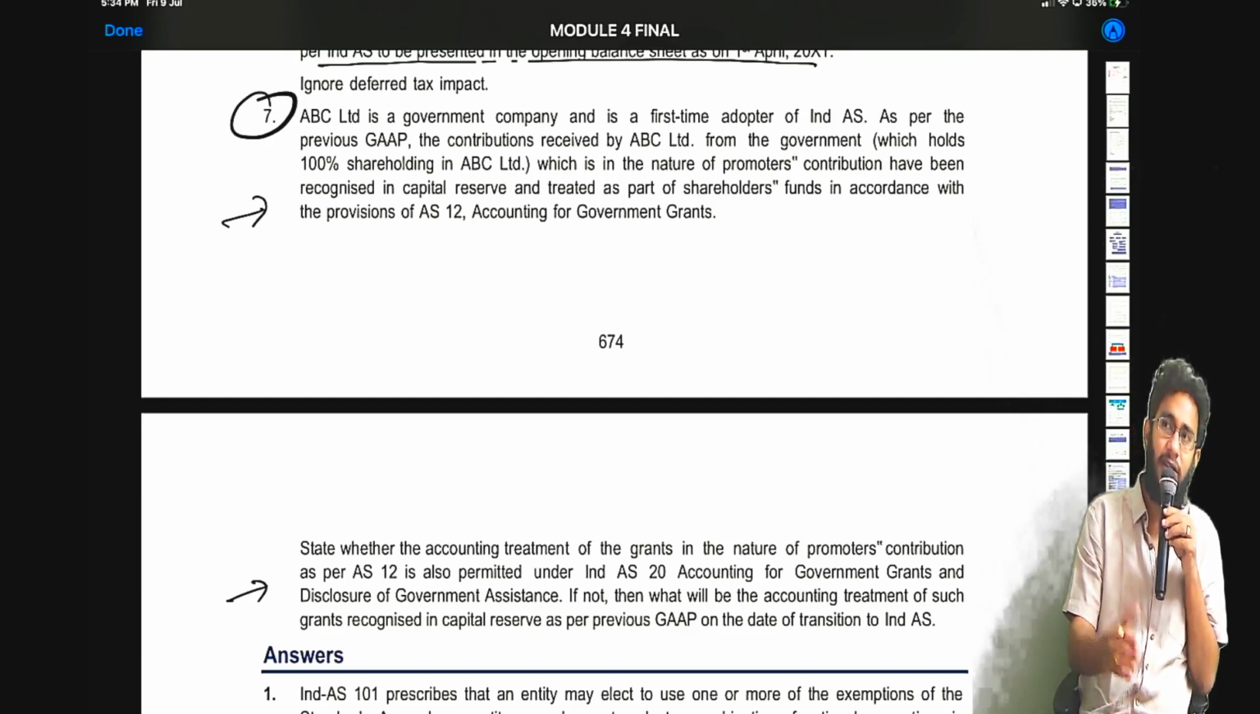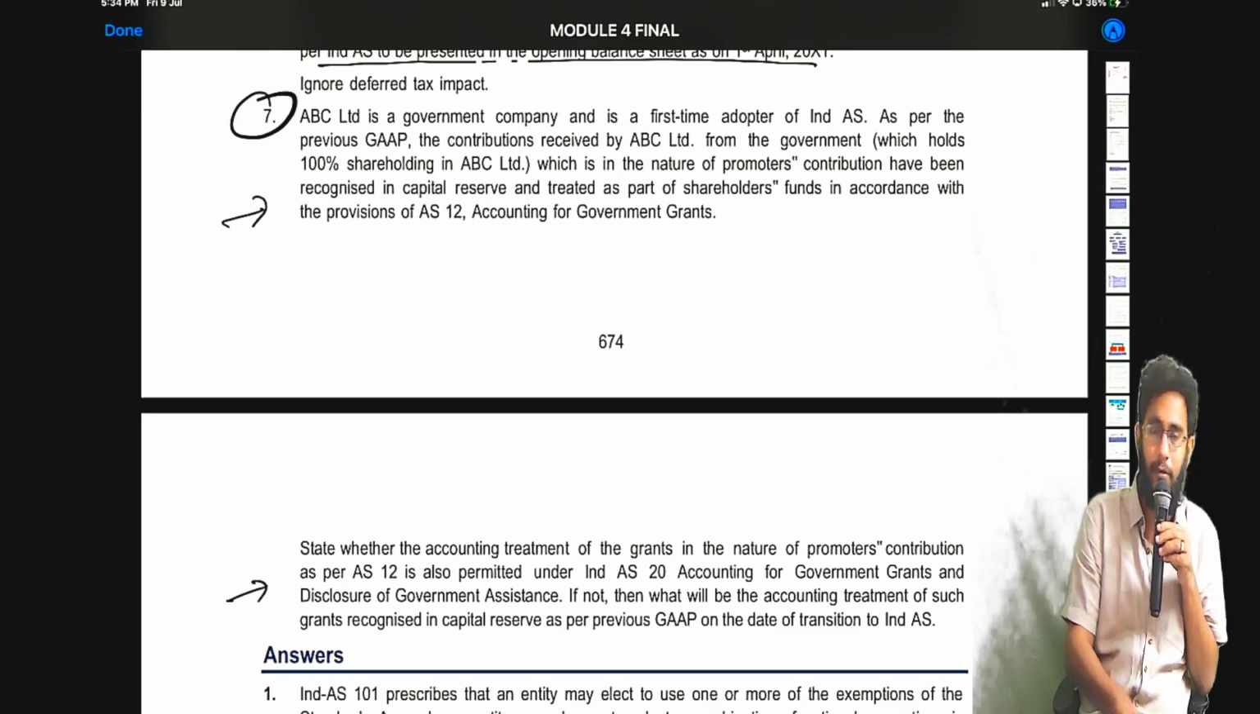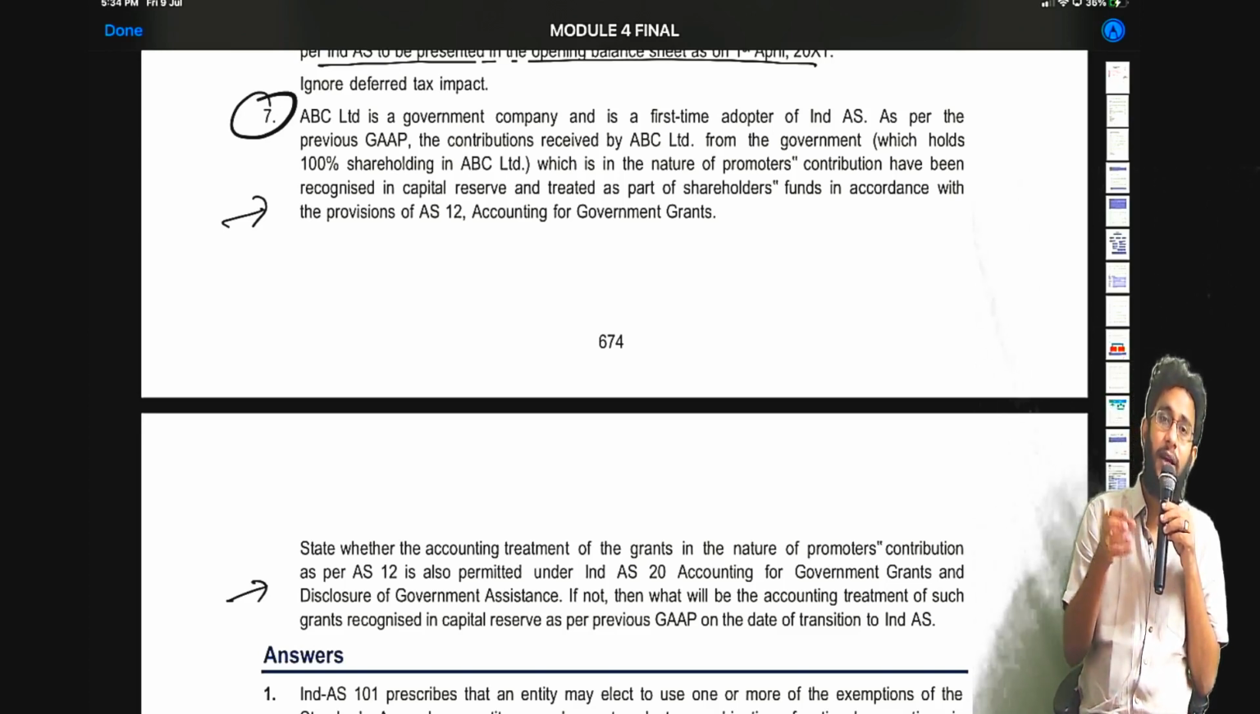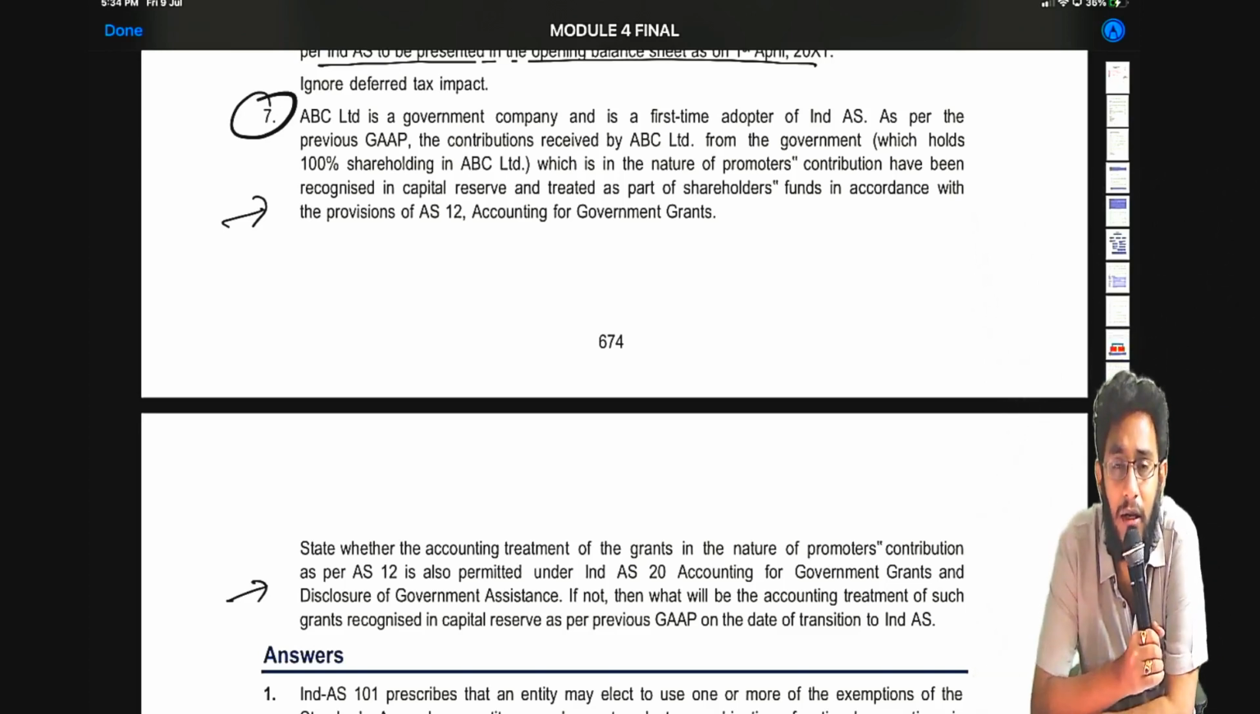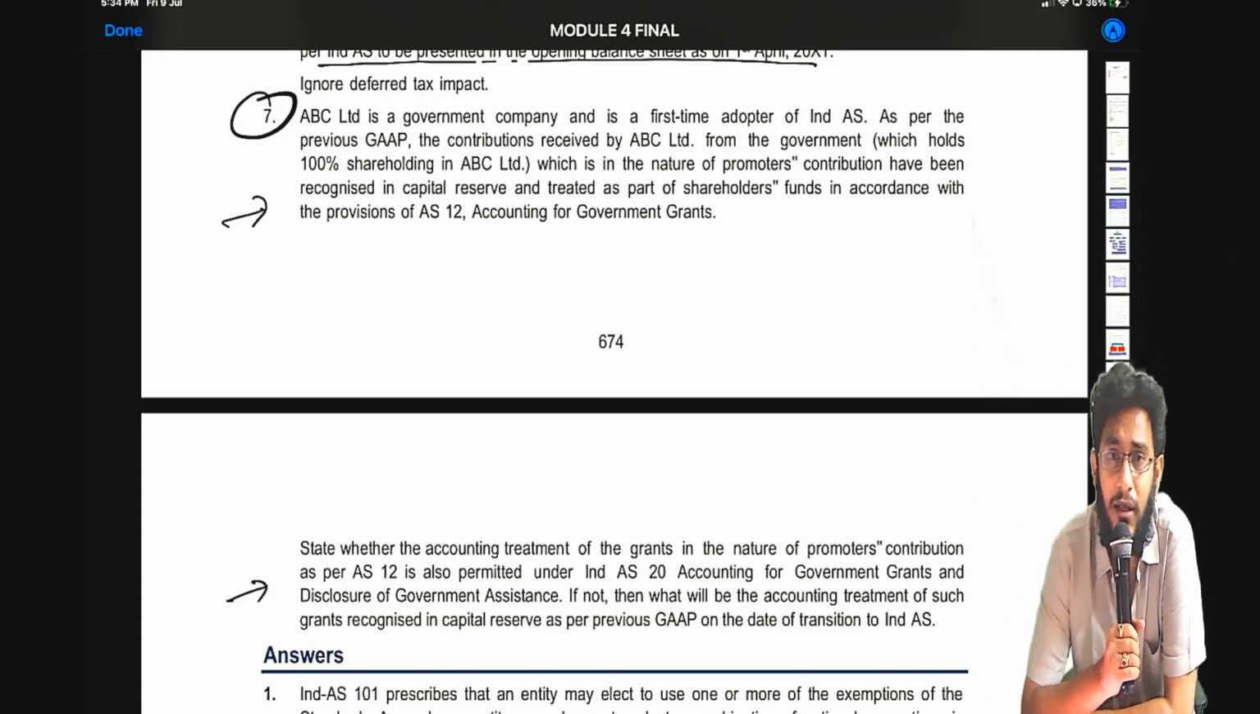Sir, what is this question, sir? How can it not be a government grant? See guys, that is a government company. That means government is the owner of that company, ABC Limited. And if government is giving money to this entity, there are two possibilities. Possibility number 1, it may be a grant. So whatever discussion we have done, just reclassification should be sufficient.